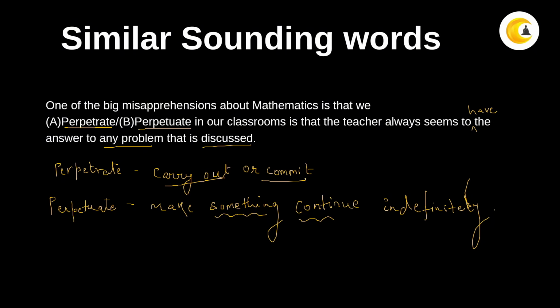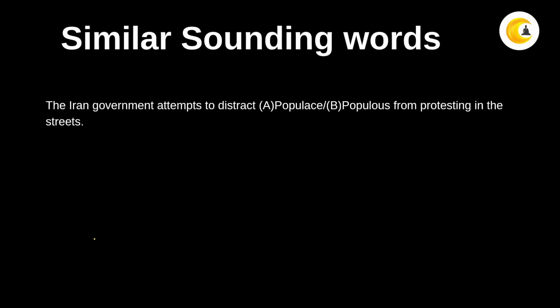Okay. So it's rather more of a misapprehension, a misthinking, a misconception about mathematics that we perpetrate in our classrooms, that we carry out or we commit in our classrooms, that the teacher always seems to have the answer to any problem that is discussed. Okay. So if you read the sentence with the meaning of this word, it will make sense. So your answer is option number A, that is perpetrate. All right. Now, moving to the next one. It's a similar kind of sentence. Give it a try. Your 20 seconds have started.